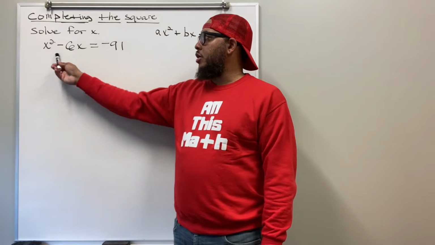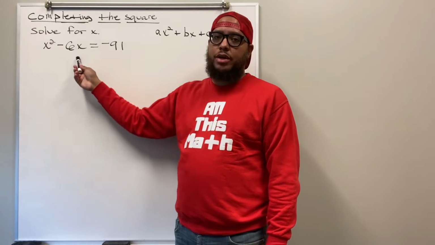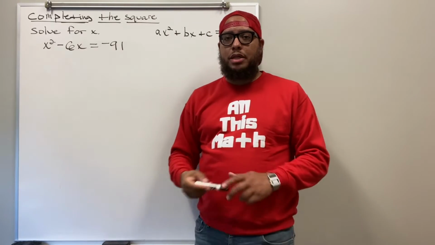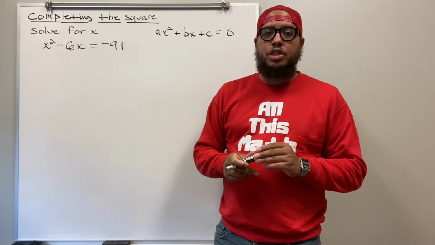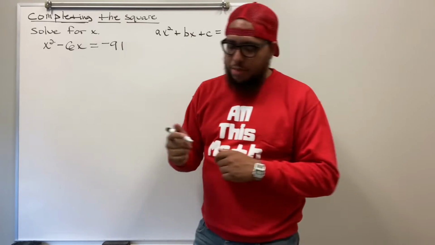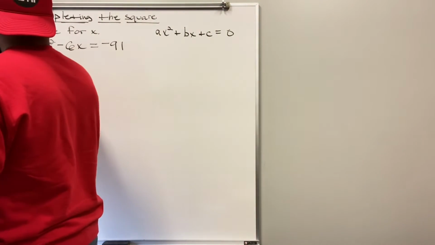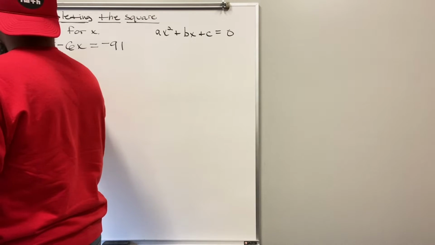So this is our incomplete perfect square trinomial. It's incomplete. We have to make it complete. So the way we make it complete is by using this formula, b over 2 to the second power. So write that down on your paper. b over 2 to the second power.